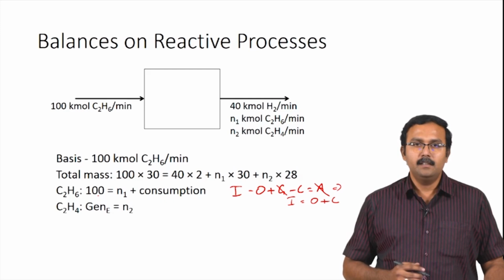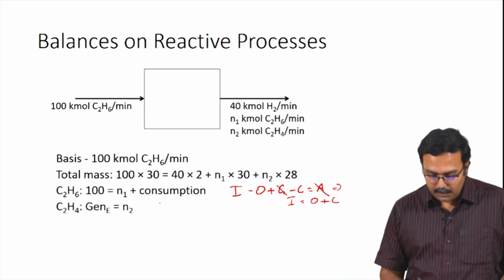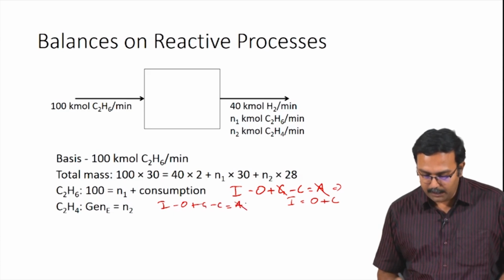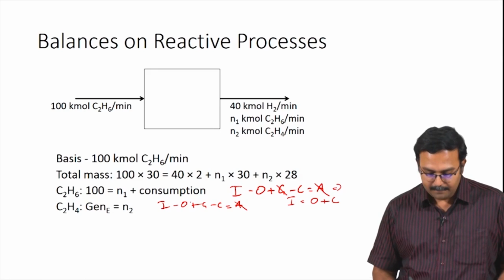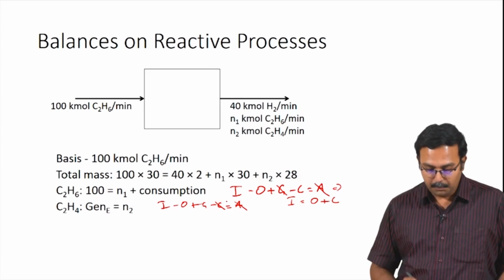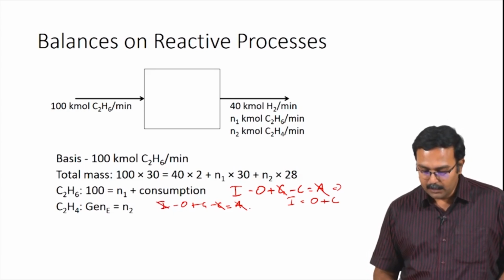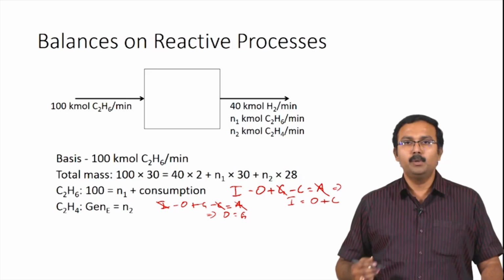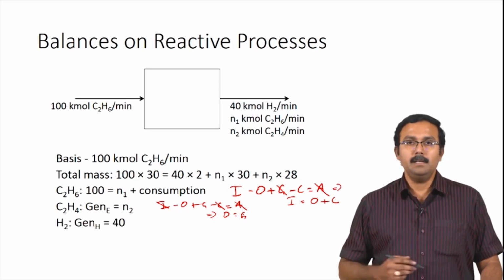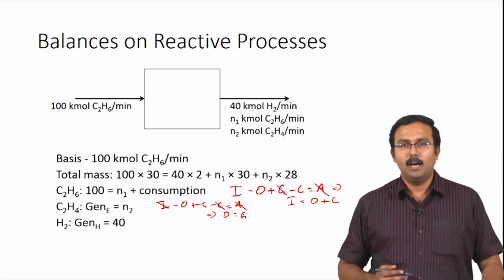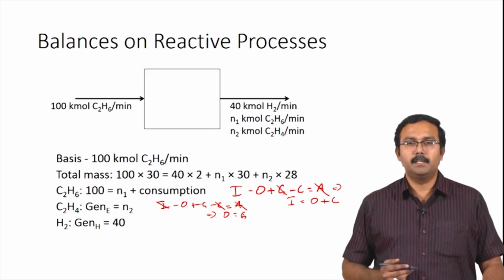input equals output plus consumption, which is what we have written here, which is N1 plus consumption. For ethylene, the equation comes down to input minus output plus generation minus consumption equals accumulation, accumulation going to 0 because of steady state, and there is no consumption because this is a product which is only being produced. You do not have any input. This implies you have output equals generation, which is what we have written as generation equals N2, which is the output. Similarly, for hydrogen, we can write the balance equation as generation equals output, which is 40 kilomoles per minute.